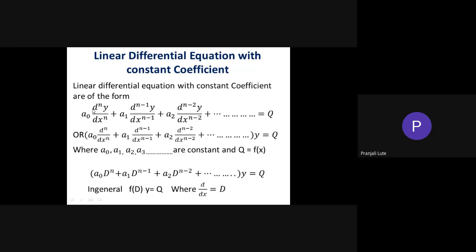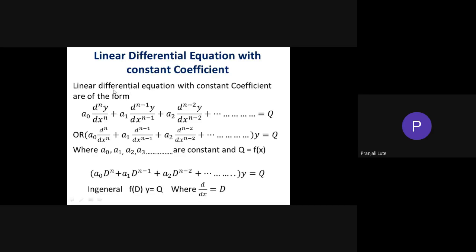Means every differential coefficient has some coefficients. Suppose here a0, a1, a2, a3 and so on. These are the coefficients, and d to the power n y by dx to the power n is the differential coefficient. So the order of that differential equation is 1. That's why we say that the given differential equation is a linear differential equation with constant coefficient.